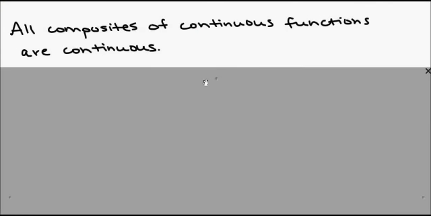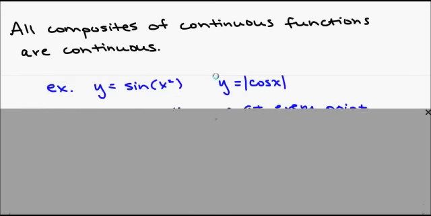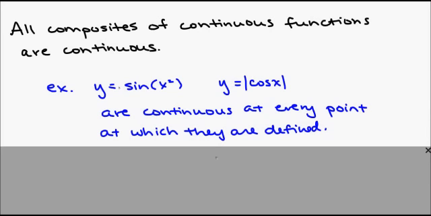So what this comes down to is all composites of continuous functions are continuous. An example of that is y equals sine of x squared. This would be y equals x squared and y equals sine x, and we have one of these getting plugged into the other. This is a composite function. Since x squared is continuous and sine x is continuous, sine of x squared is continuous.